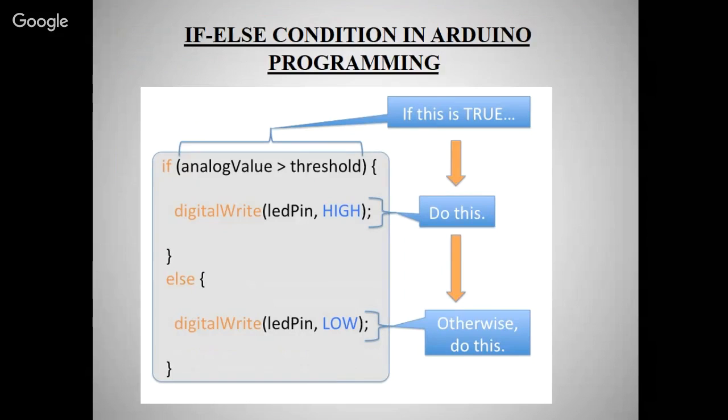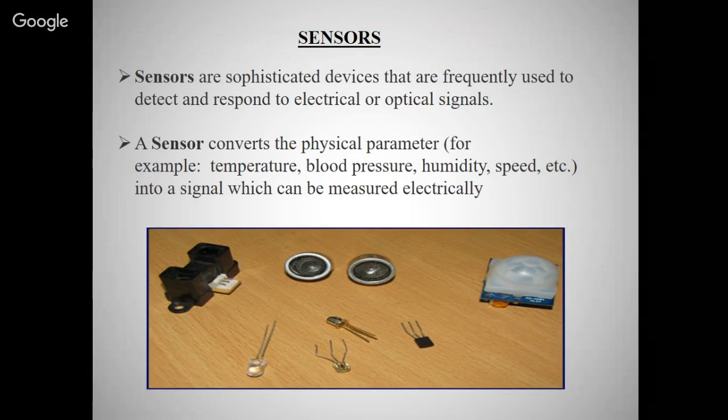In the demonstration you can see the sensors. I have used the LDR, light dependent resistors. Sensors are used to detect and respond to electrical or optical signals. I have used the LDR as the light sensor. A sensor converts a physical parameter like temperature, pressure, or humidity into electrical form.